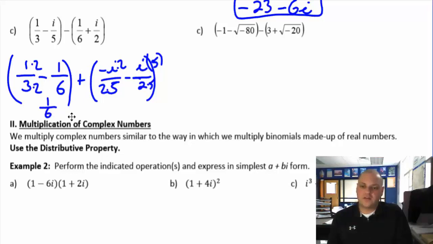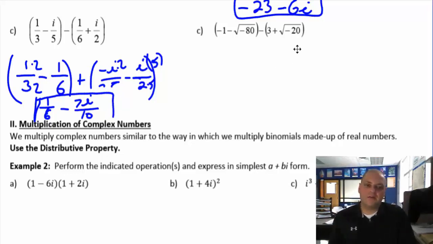This is 1/6 plus this is negative 2i minus 5i. So I have negative 7i. So this is going to actually be a minus. 1/6 minus 7i over 10. Okay, so 1/6 minus 7i over 10. And that's our answer, so basically the same thing, just need a common denominator there.